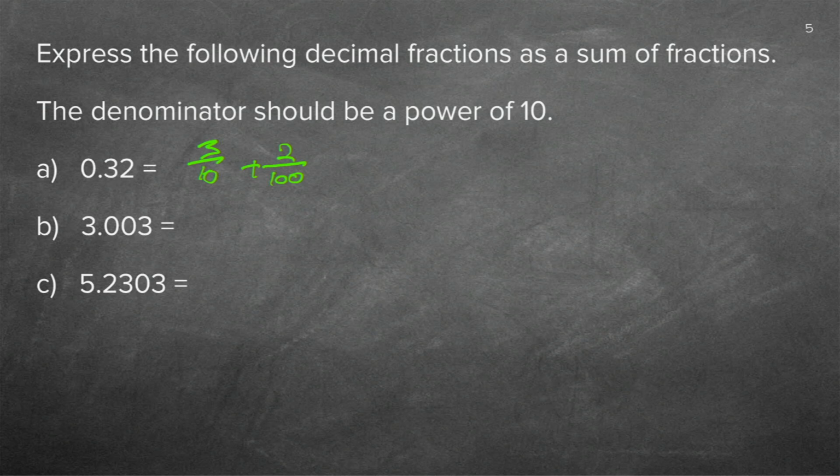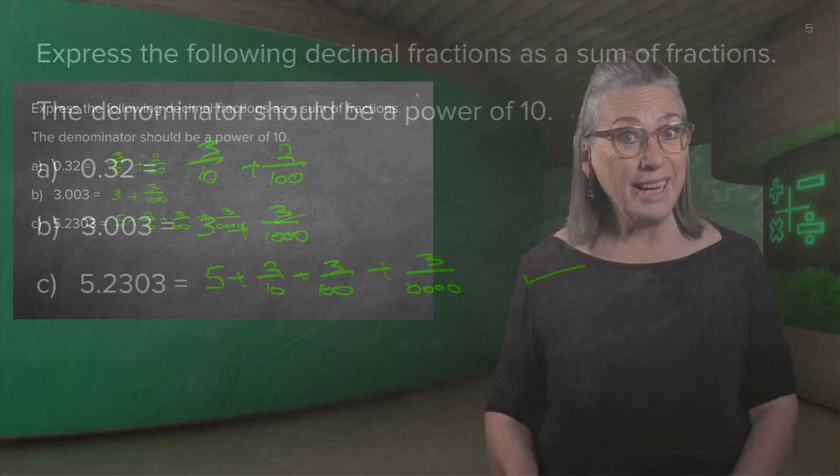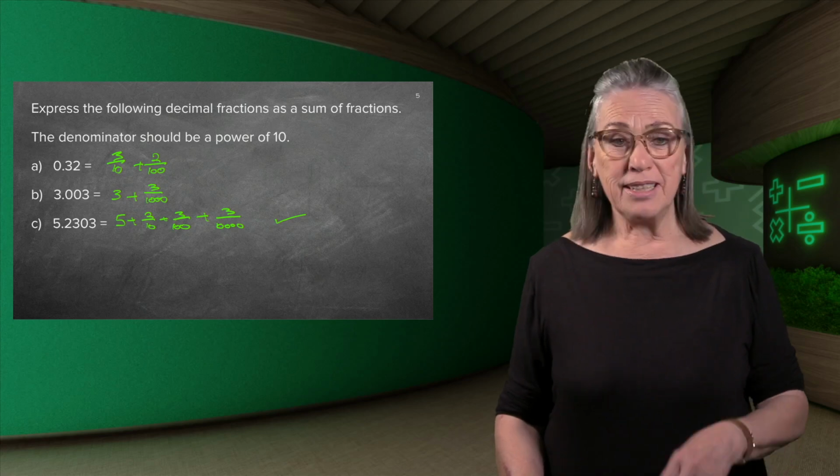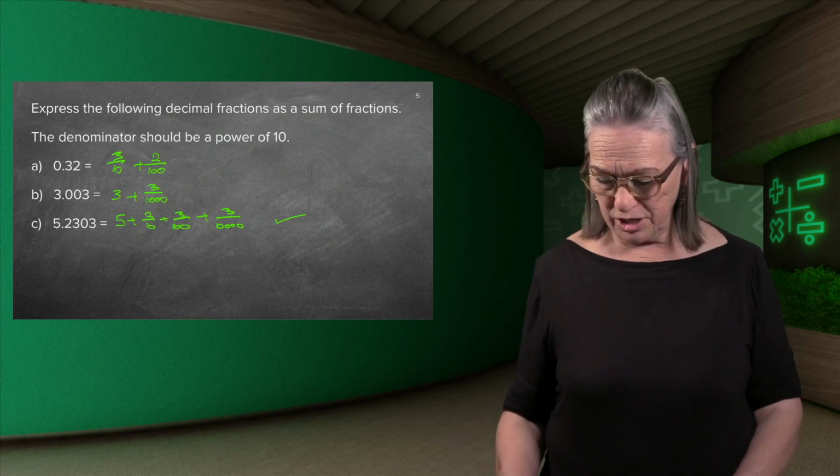Right. And the next one will be 3 plus 0 is nothing, the tenths is nothing, the hundredths is nothing, and it is 3 over 1,000. And the last one will be 5 plus 2 over 10, 3 over 100, and 3 over 10,000. If you've got it like that, well done. So now this is another way that they can ask a question. Cool.